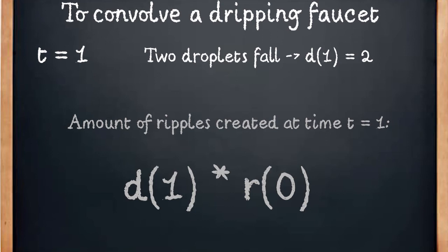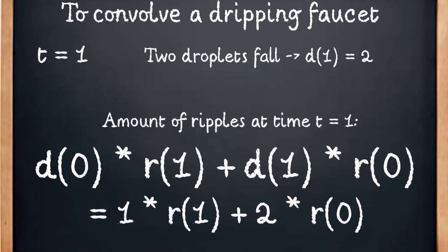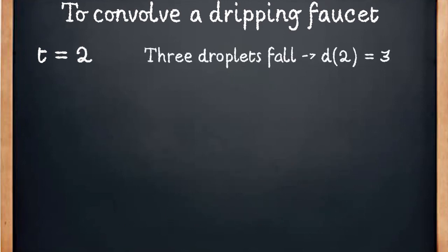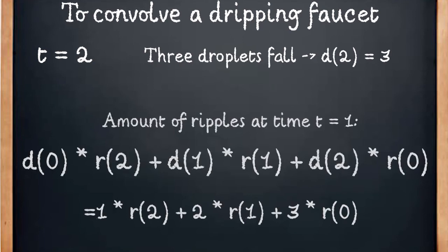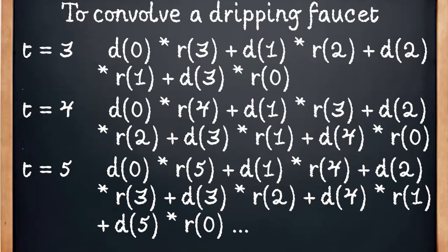Now remember that we still have the remaining ripples from our first droplet, however it's dissipated over 1 unit of t. Therefore, we would have d of 0 times r of 1. To combine the amount of ripples, we would add the two values to get d of 0 times r of 1 plus d of 1 times r of 0. At time t equals 2, we can say that 3 droplets fall. Following our previous pattern, our final equation would be d of 0 times r of 2 plus d of 1 times r of 1 plus d of 2 times r of 0. The pattern would continue as time goes on.